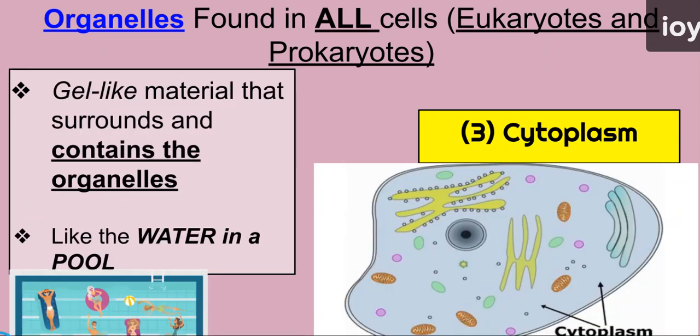The third and final organelle that is found in all cells is the cytoplasm. That is our jelly filling inside the cell. It's kind of what makes it a pool. All the other organelles are floating around on top of, or kind of inside of, the cytoplasm.